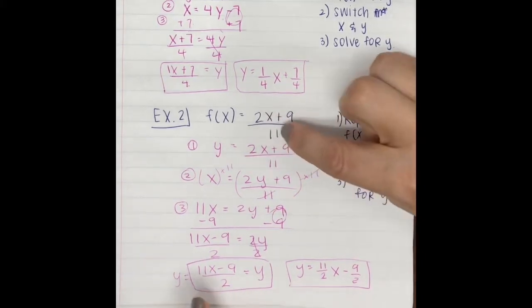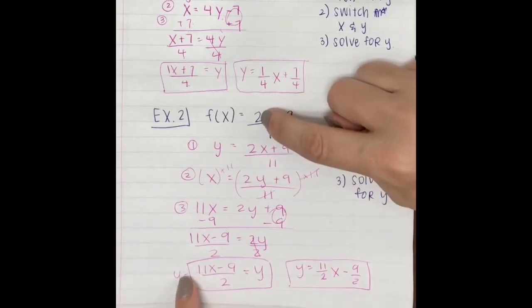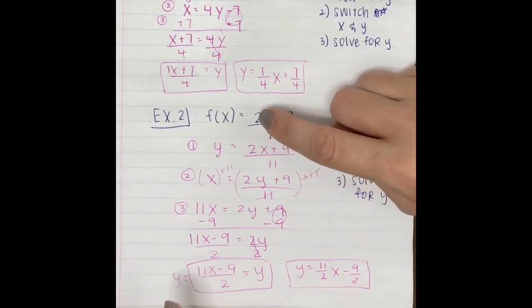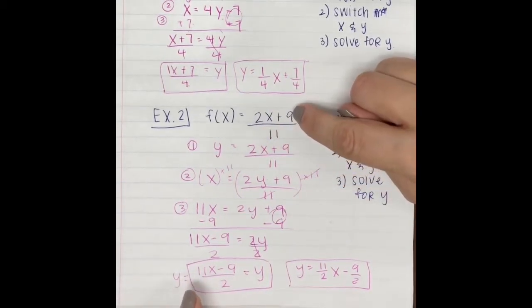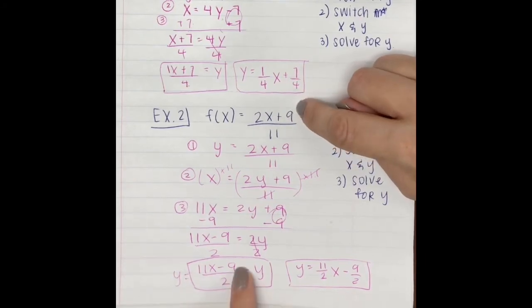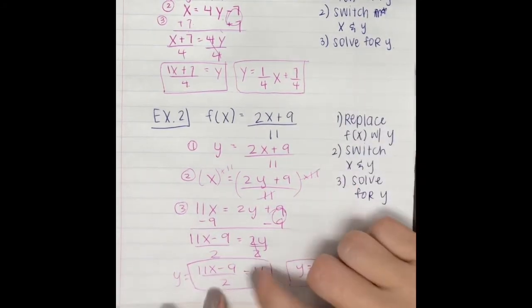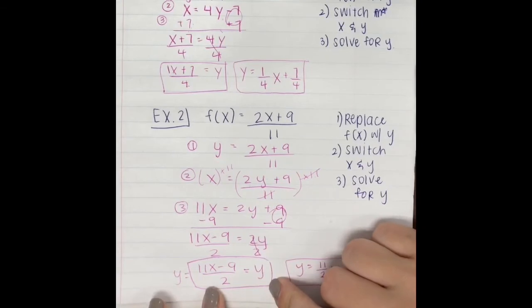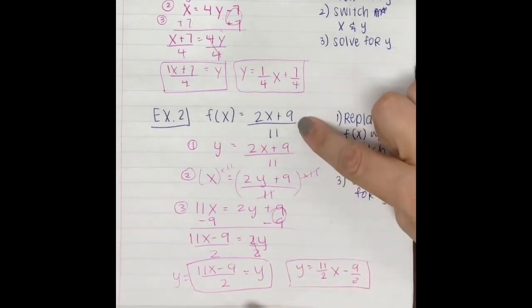Notice the 2 and the 11 just switched. One changed from multiplying to dividing, the other changed from dividing to multiplying, right? And then the 9 changed from plus 9 to minus 9. Okay, so this is the opposite function, the opposite equation from this equation.